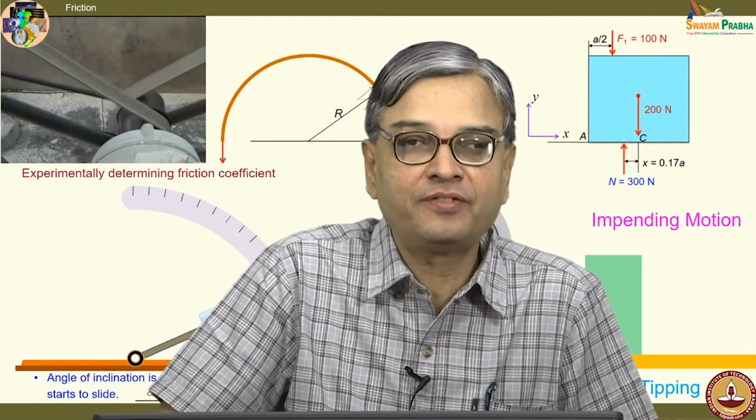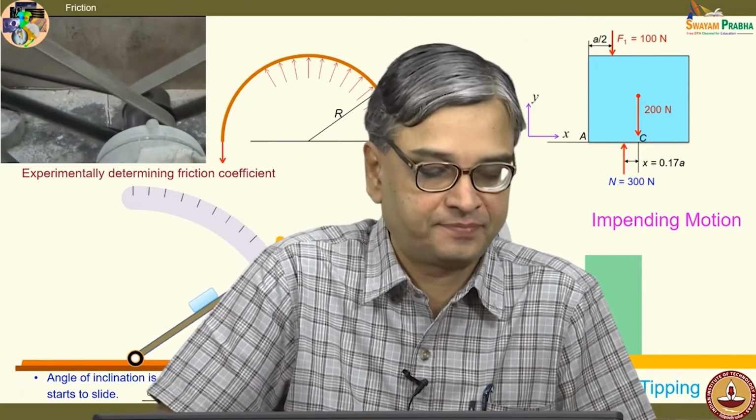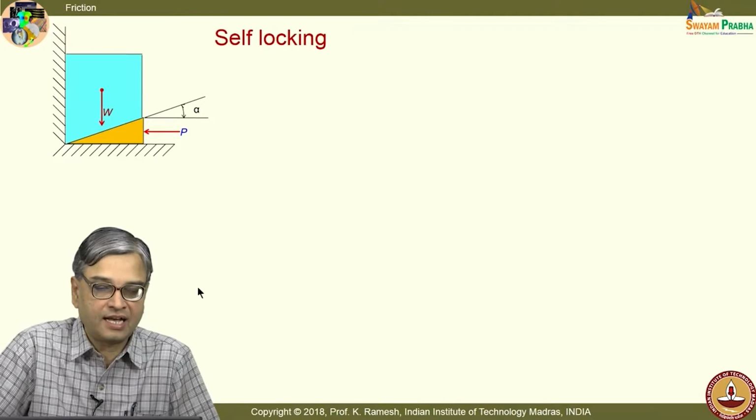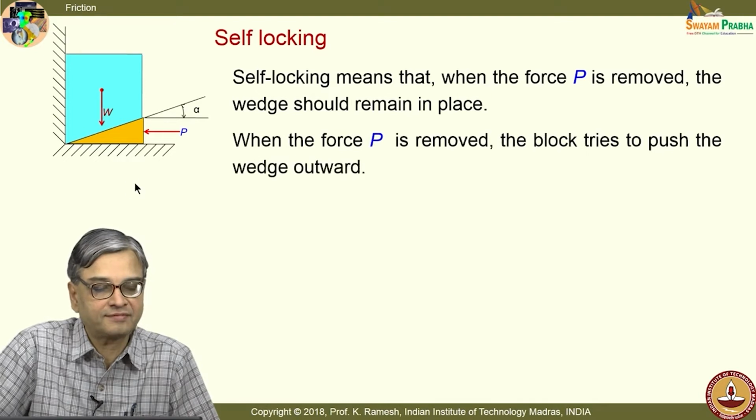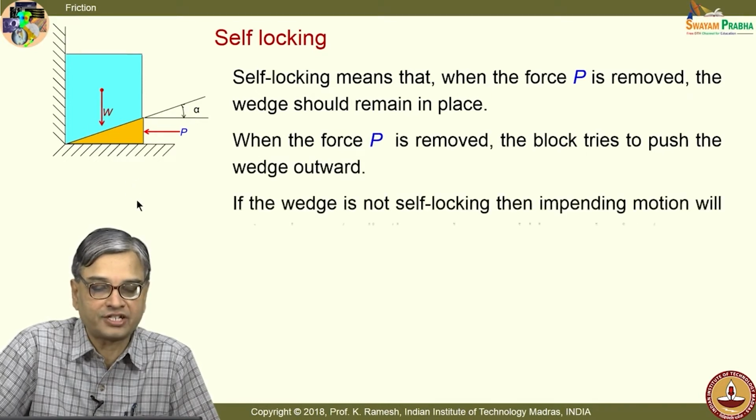Let us continue our discussion on friction. In the last class, I introduced the concept of self-locking, and the idea is you have a weight lifted by a wedge. I told you earlier, for illustration, the wedge is shown very big. The actual angle is about 3 to 4 degrees. It is shown as 30 degrees for easy visualization.